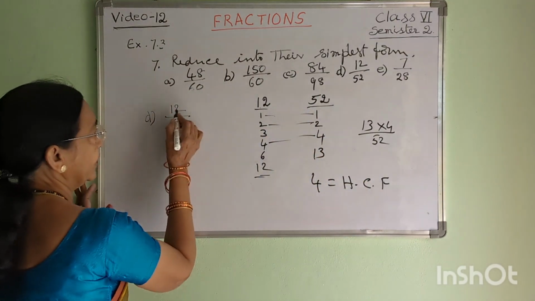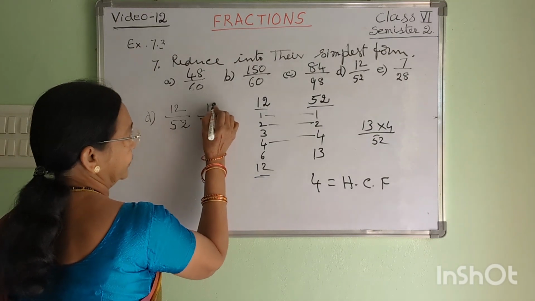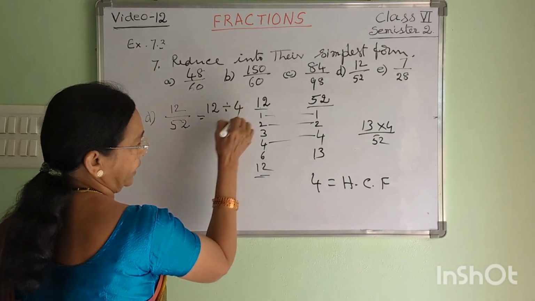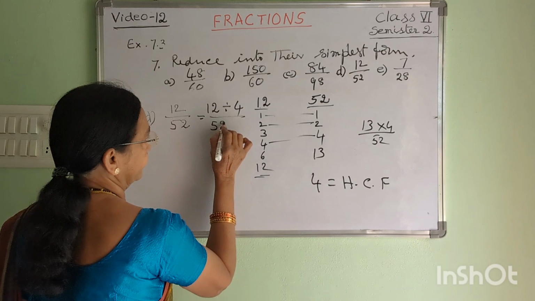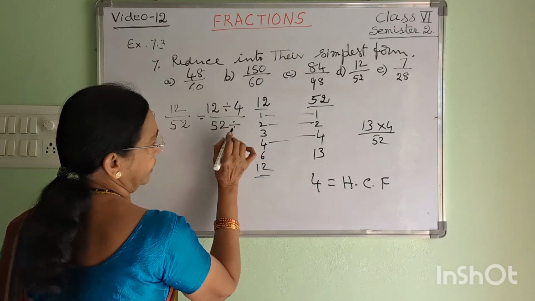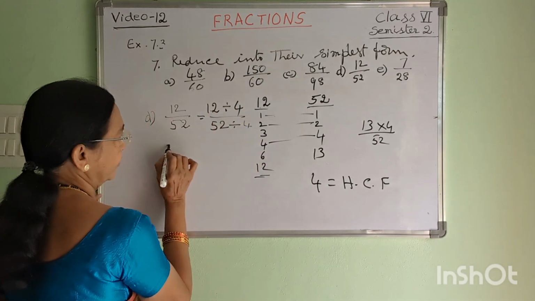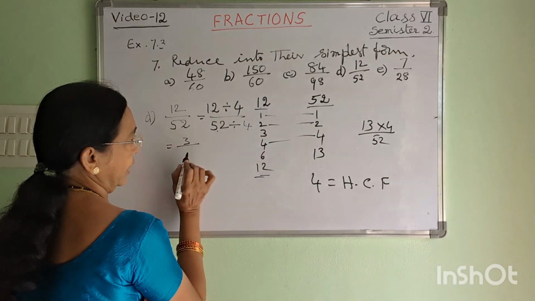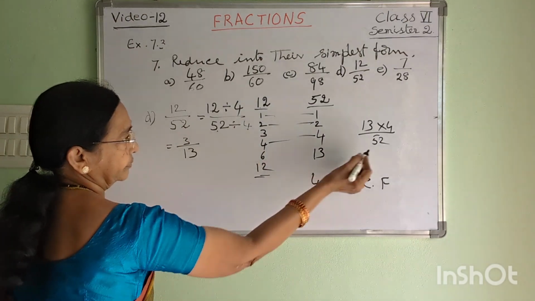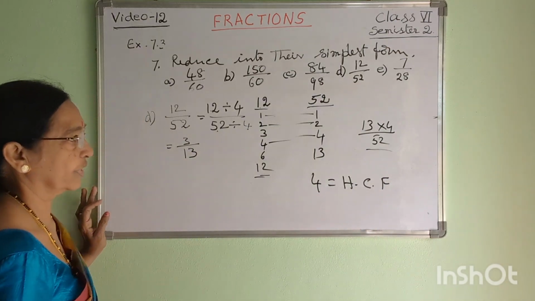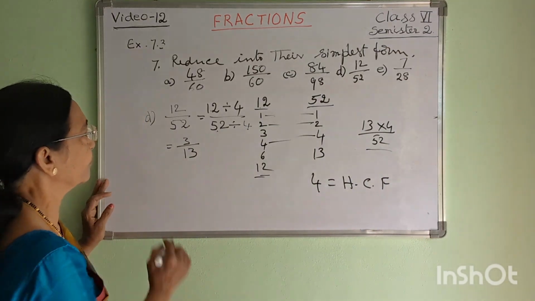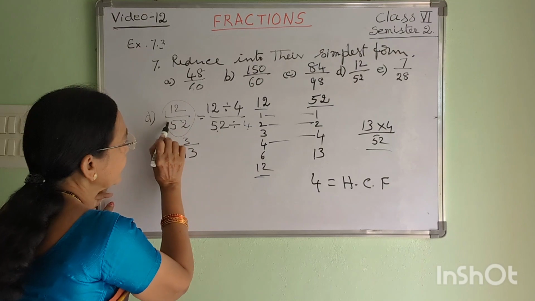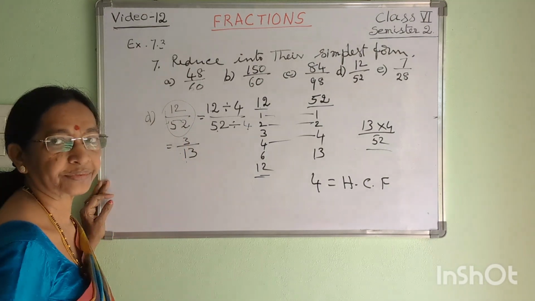Therefore, we will divide the numerator and denominator by their highest common factor, 4. 12 divided by 4 is 3. 52 divided by 4 is 13. Here, 52 divided by 4 is equal to 13. Therefore, the simplest form of this fraction is 3 by 13.